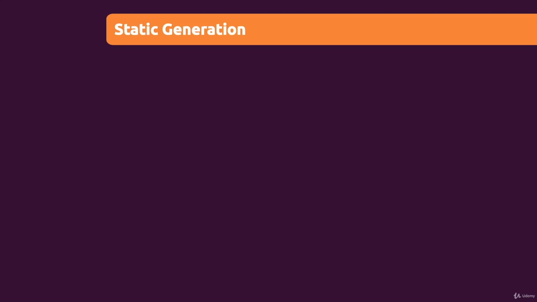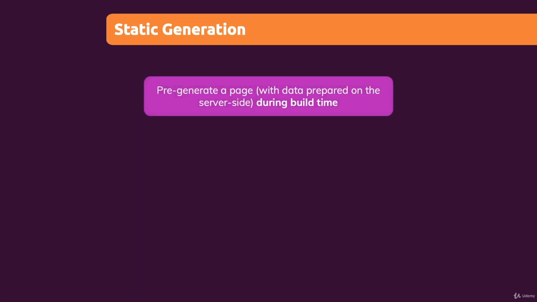So let's explore this first form of pre-rendering or of data fetching with Next.js. And that would be static generation, which I did mention is typically recommended, but of course I will explain all the details now and throughout this section. Now, with static generation, there is a simple idea. The idea is that you pre-generate a page during build time.